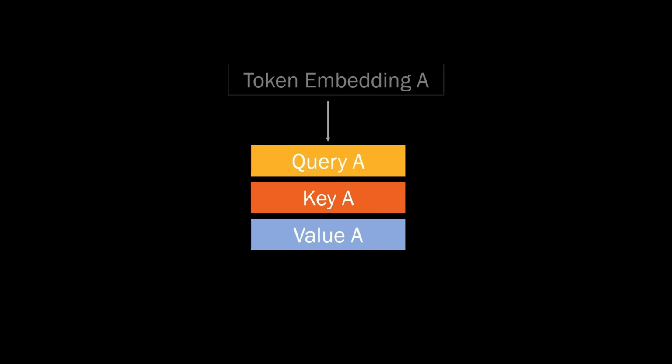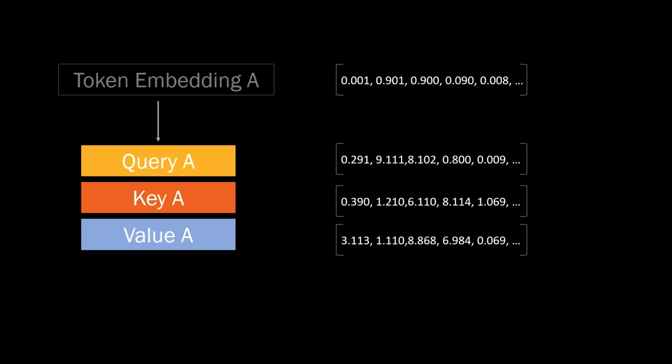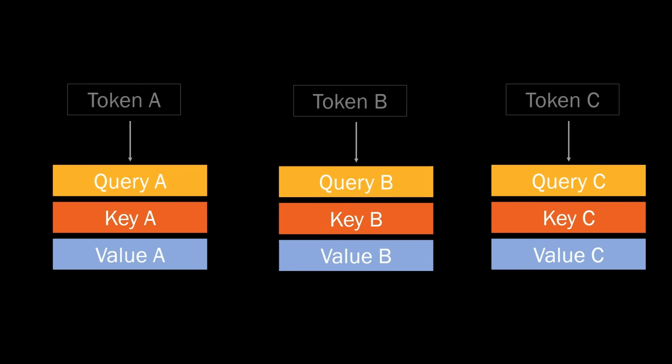Now let's understand query, key, and value in detail. We start with token embeddings. From these embeddings, we derive three new vectors: query, key, and value. These are high-dimensional vectors like embeddings, but have different values and are unique to each other. If we have three tokens in a text, each token has its own query, key, and value vector.